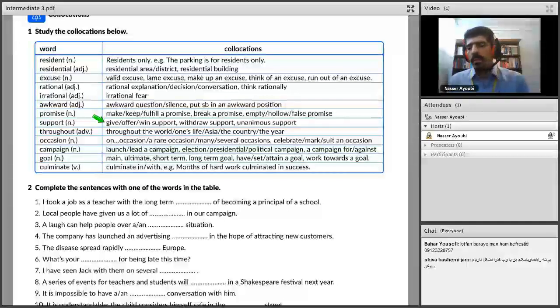Withdraw support. Withdraw support is when, in the hospital, they stop and remove those various devices from a patient because they have lost hope about him.